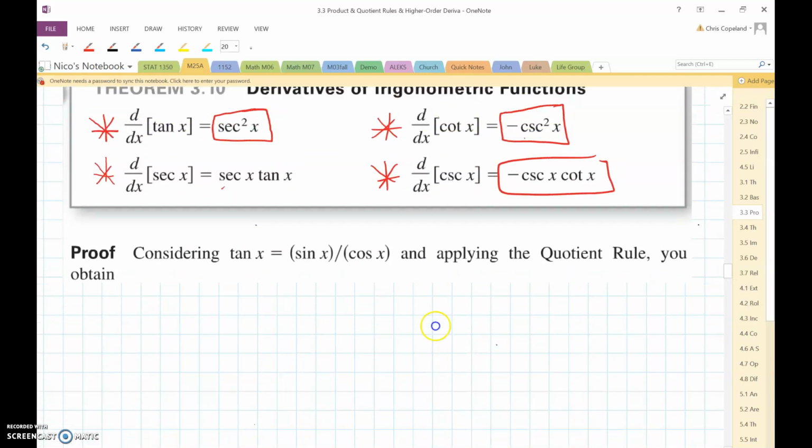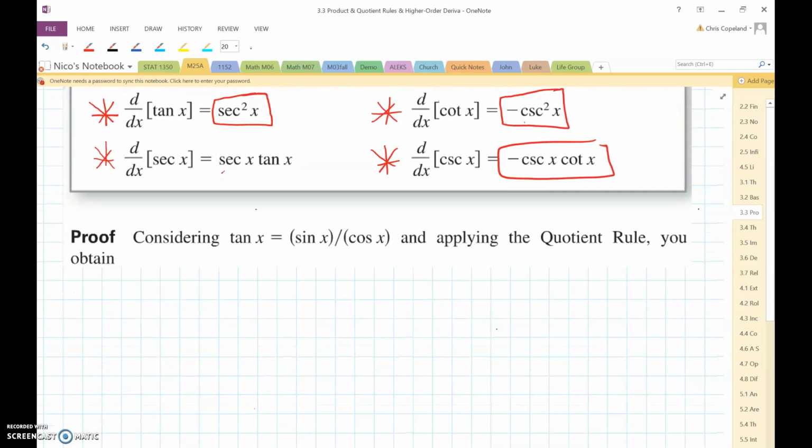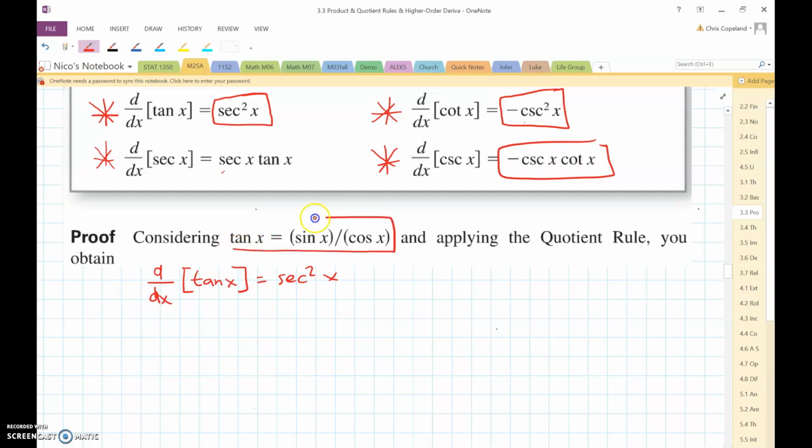So let's go through the proof of one of these. Okay, let's try to prove that the derivative of tangent x is equal to secant squared x. Okay? And we're going to do this by allowing tangent x to equal sine x over cosine x, and we're going to apply the quotient rule.